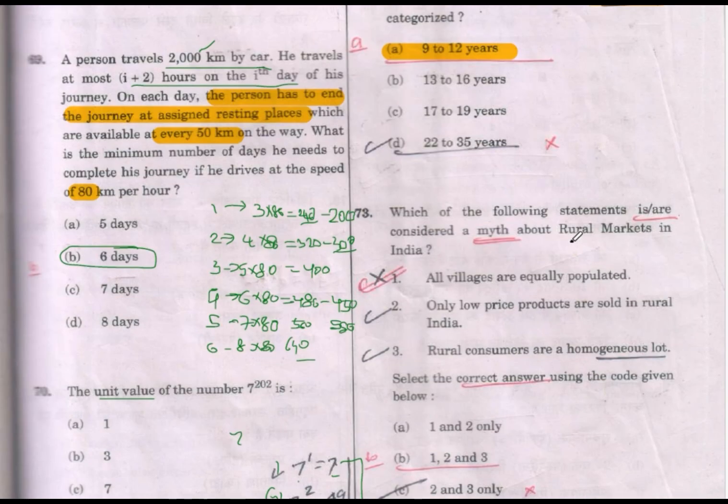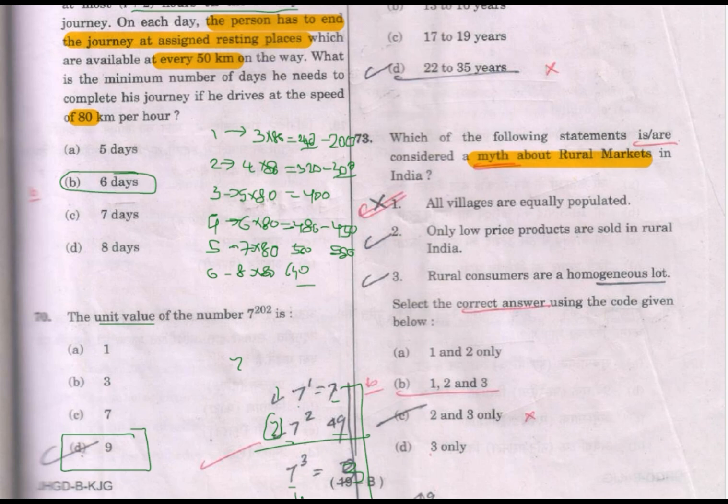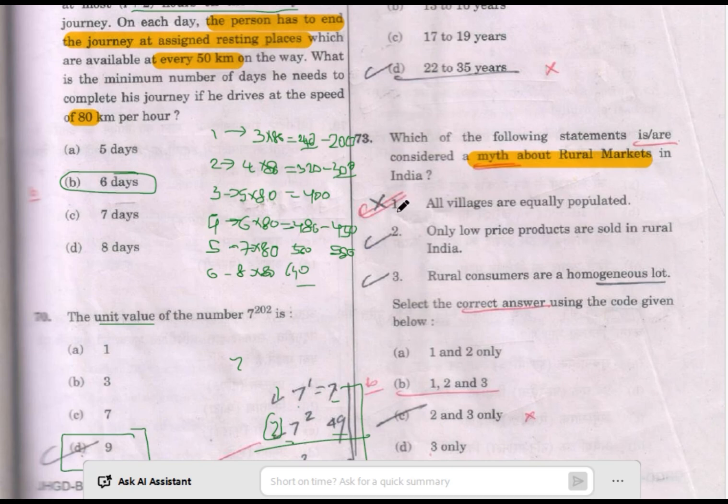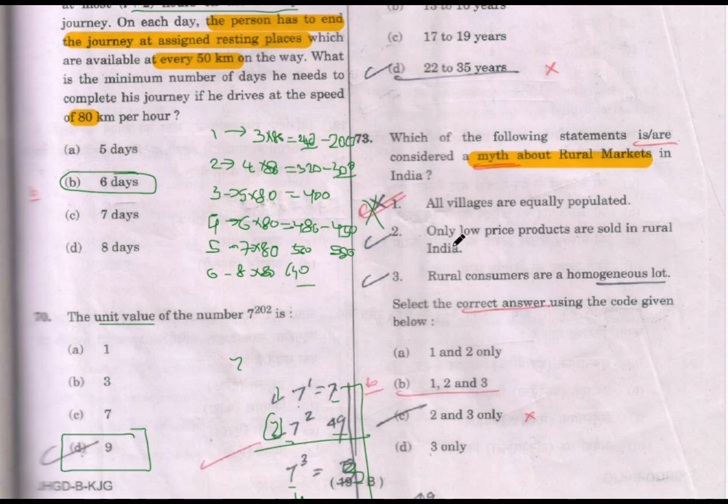Now moving on to the next question, which statement is considered a myth about the rural market? What is the myth about the rural market? Now we are looking into the options. The options are: that all villages are equally populated. No, this is absolutely wrong. All villages are not equally populated.